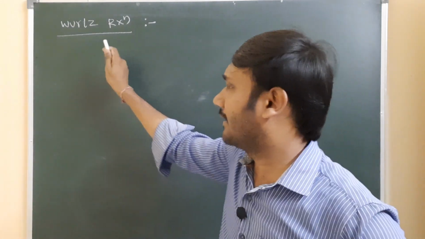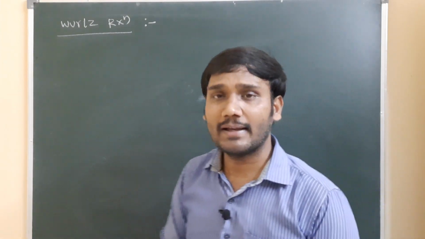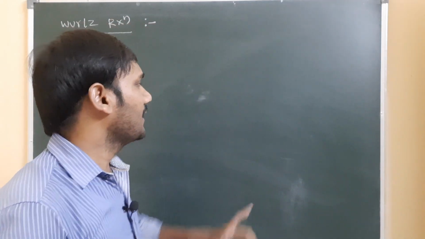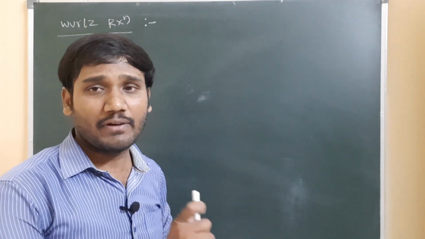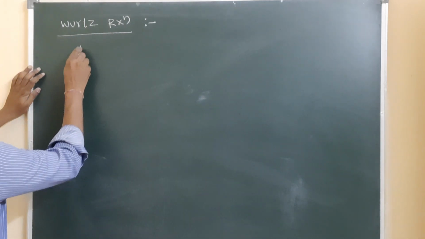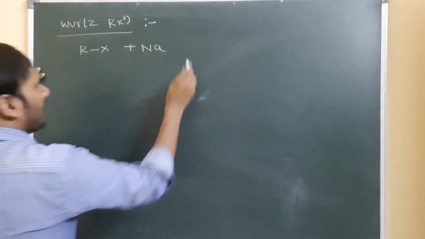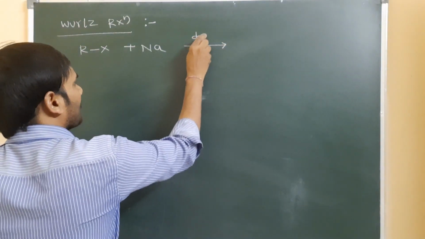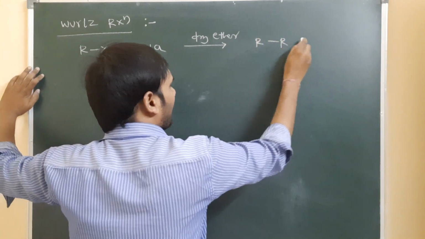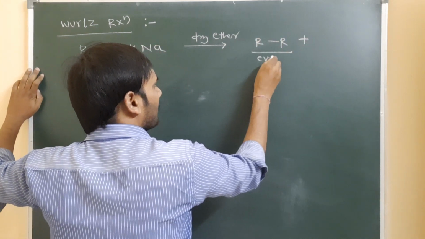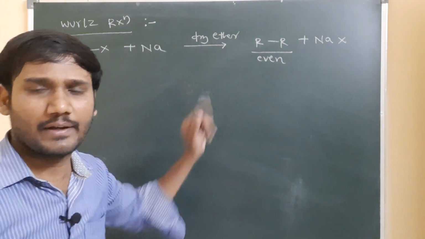on treatment with sodium metal in the presence of dry ether will give the higher alkane with an even number of carbon atoms, and sodium halide will be formed. This reaction we call the Wurtz reaction.